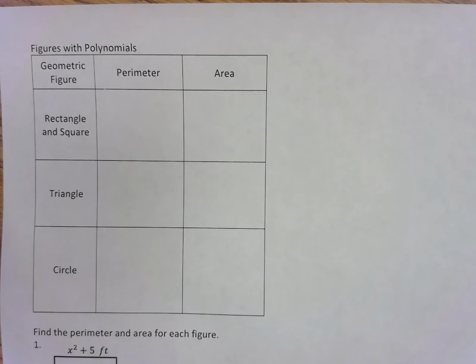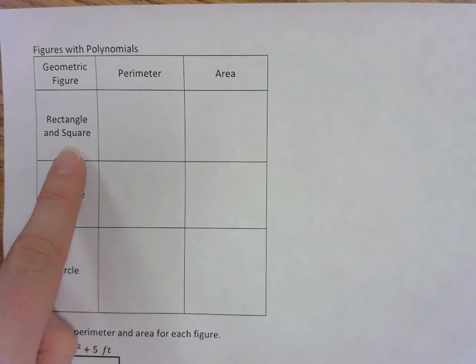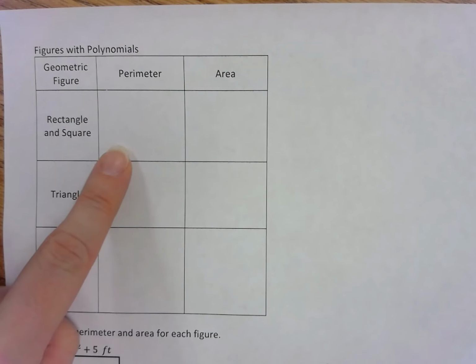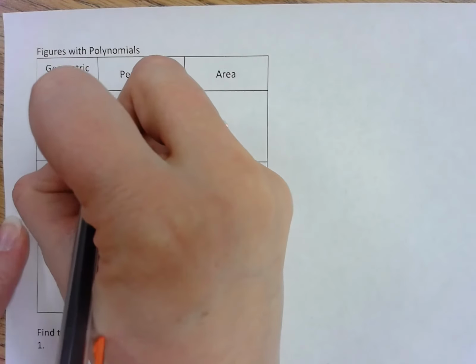In this lesson, you will learn how to work with geometric figures with polynomials. So let's look at our different geometric figures. We have a rectangle or square. In order to find the perimeter, you do the sum of all the sides.